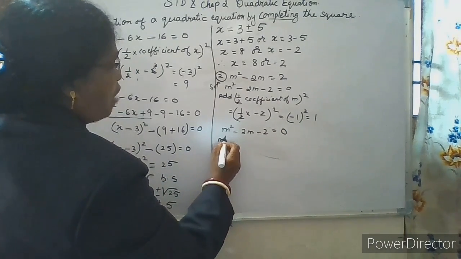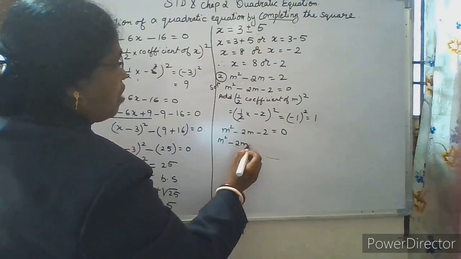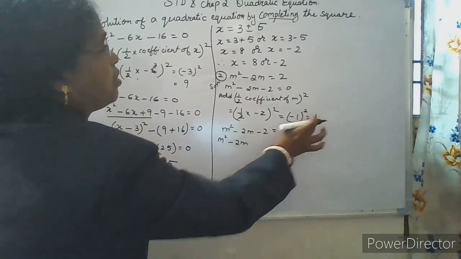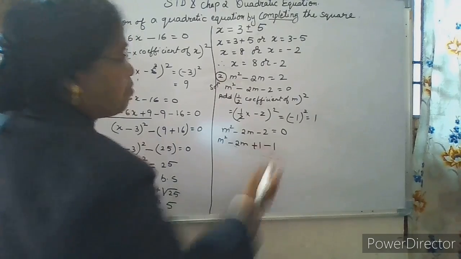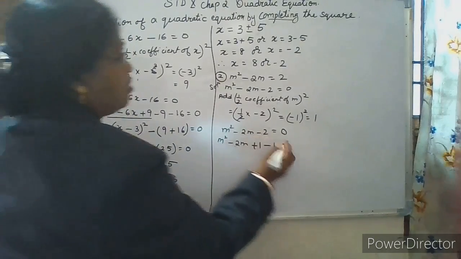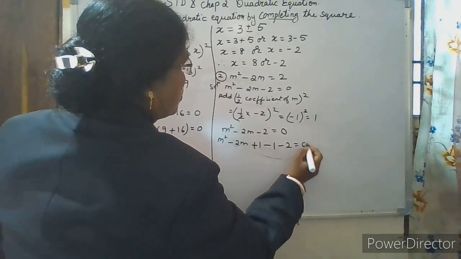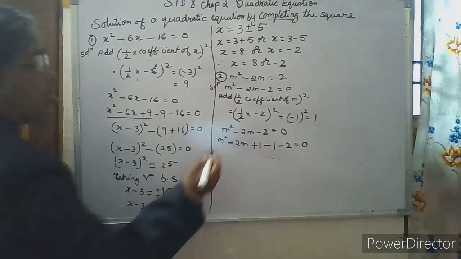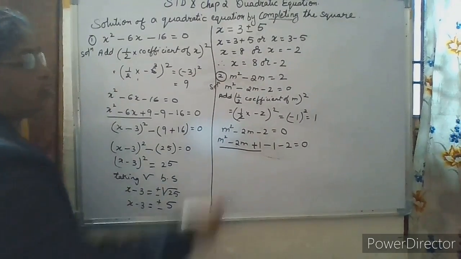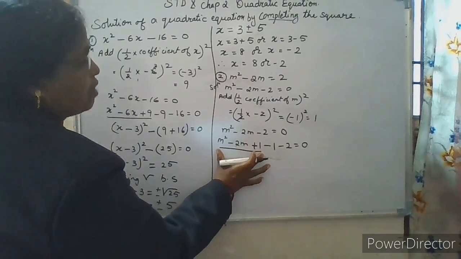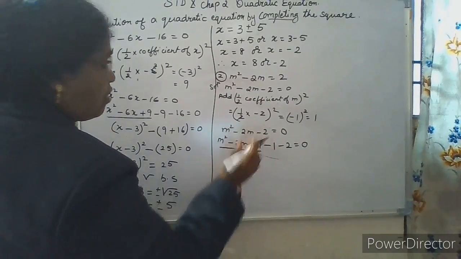So here m square minus 2m. After this third term, I have to add this one. Plus 1, opposite number minus 1. And this minus 2 as it is, equal to 0. Now, the first, second, third term together make a perfect quadratic expression.